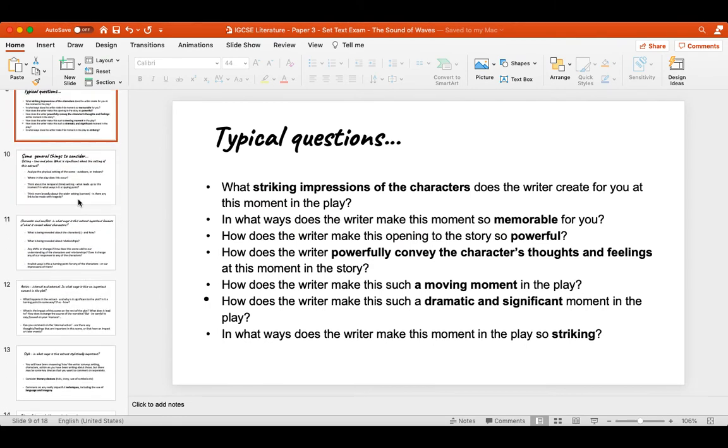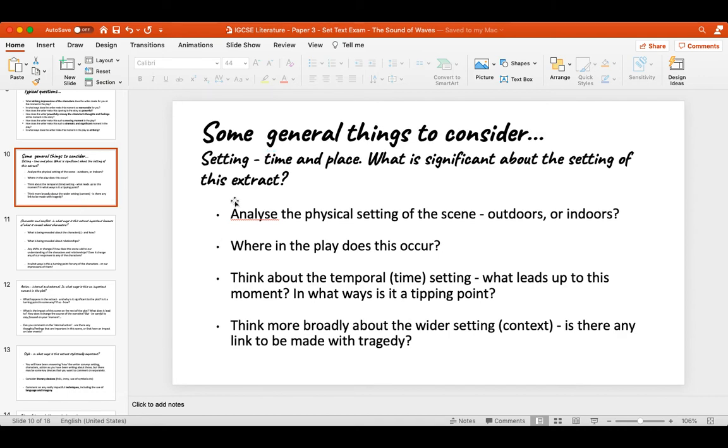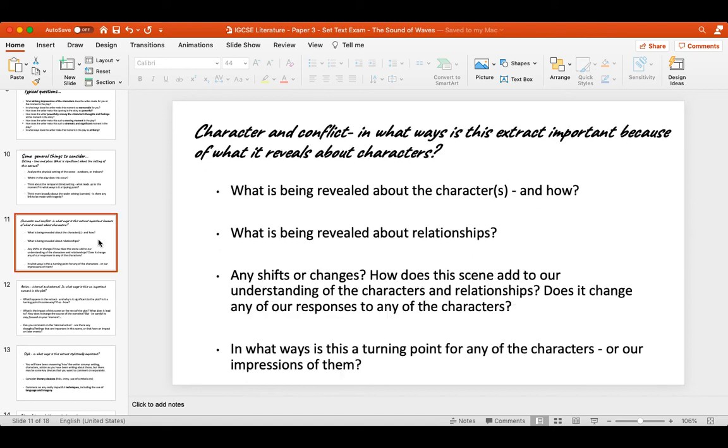Now, here are a few things that you can be looking at. You need to think about the setting of the extract. Where does it appear in the whole of the tragedy? What time is it? Which characters are in it? But also, how is it linked to tragedy? Is this part of the exposition? Is it part of the rising action? Is it part of the climax, the falling action, the resolution, or the denouement?